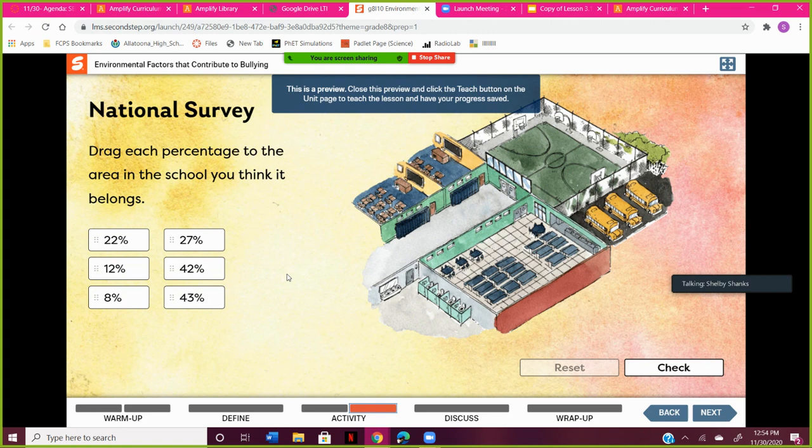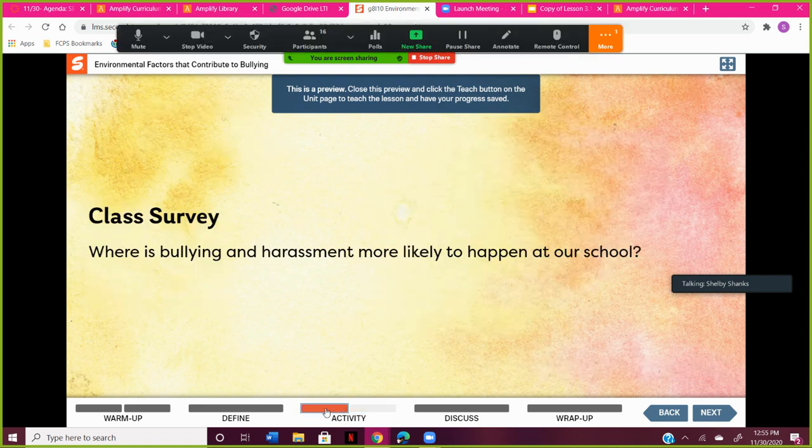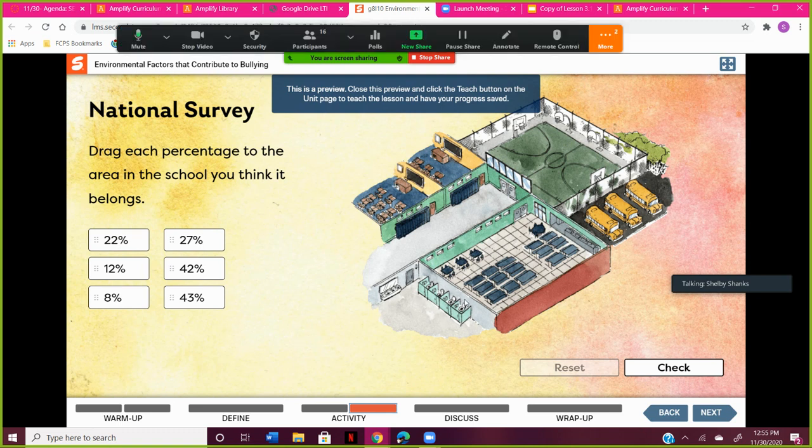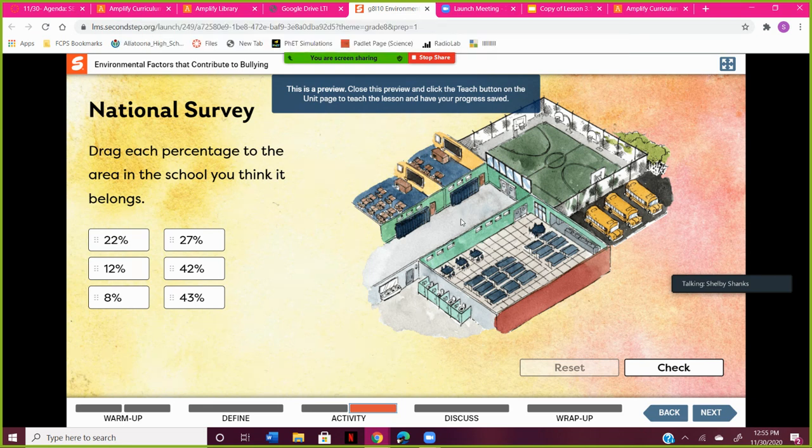All right, so here is a national survey. We're going to drag each percentage to the area in the school that we think it belongs. This is the percentage of where bullying and harassment are more likely to happen. These are some percentages, and we're going to drag them. So here are the basketball courts. Here's the school bus. This is a classroom. No, this is the bathroom. This is the lunchroom. And then you got classrooms and the hallway.